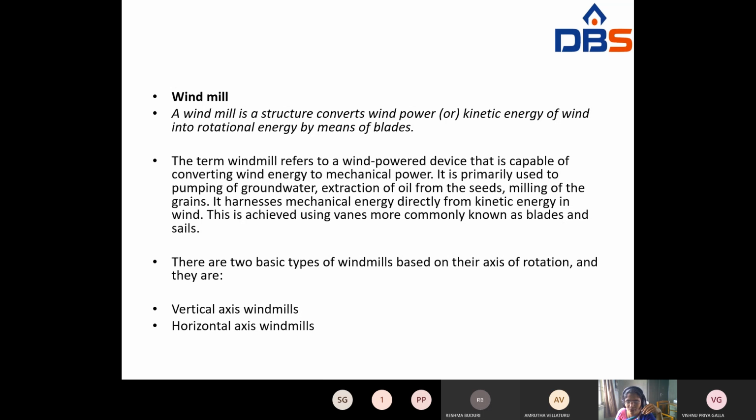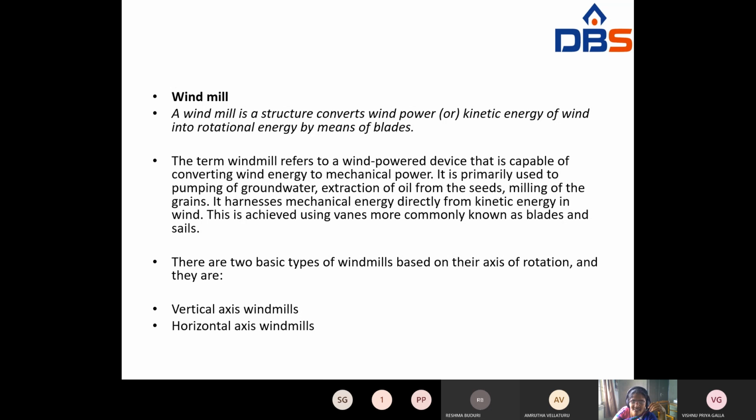If, suppose, sunflower oil, you can extract it from sunflower seeds like this. So to extract oil from the seeds, in previous days we used wind turbines. Also milling of the grains, to mill the grains. It gets mechanical energy directly from the kinetic energy in the wind. That means you can directly get mechanical energy from kinetic energy by using the windmill.